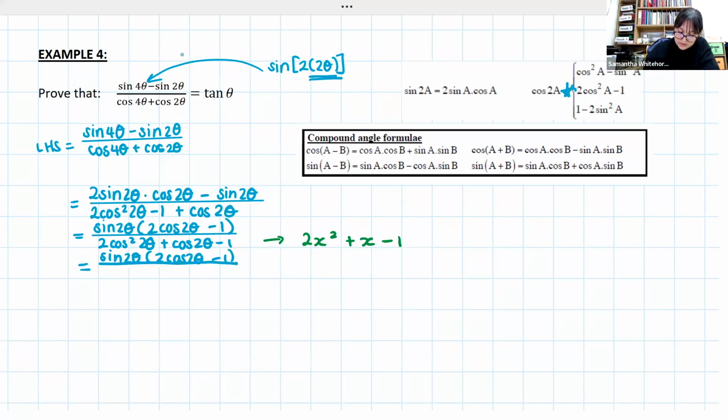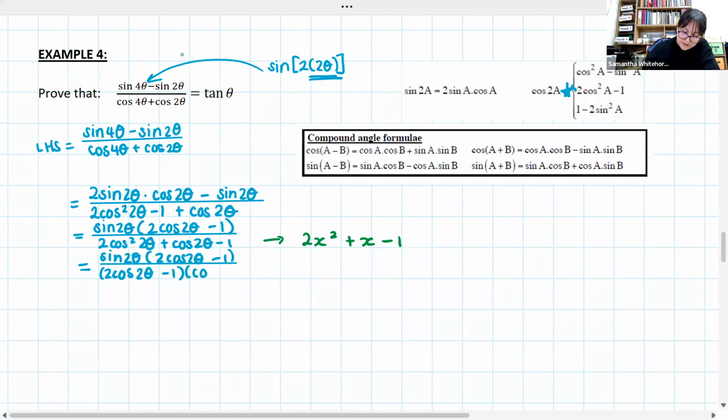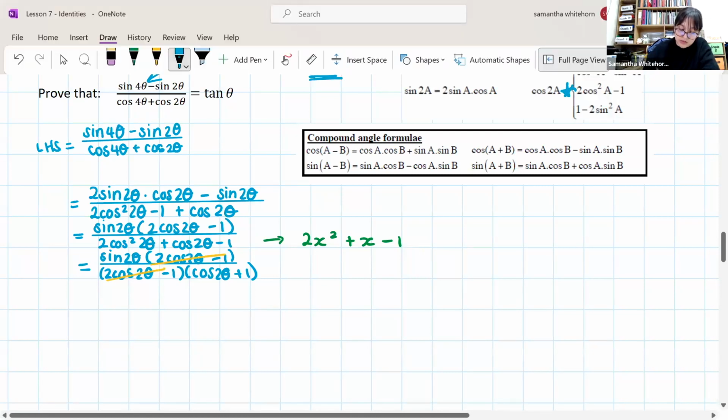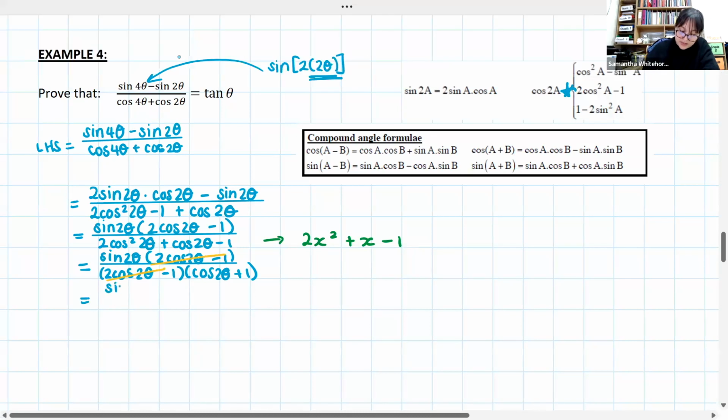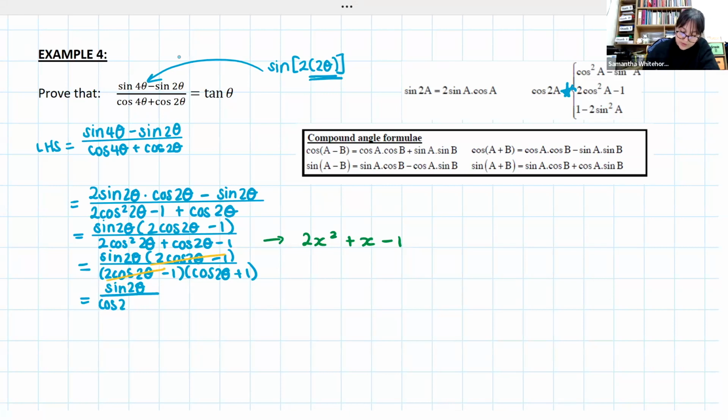But now my denominator, I'm factorizing that trinomial. So that factorizes to 2 cos 2 theta minus 1 times cos 2 theta plus 1. And hopefully what you can see is that through this factorization, I'm able to start simplifying. So I can divide away that 2 cos 2 theta minus 1. So now I've got sine 2 theta divided by cos 2 theta plus 1.